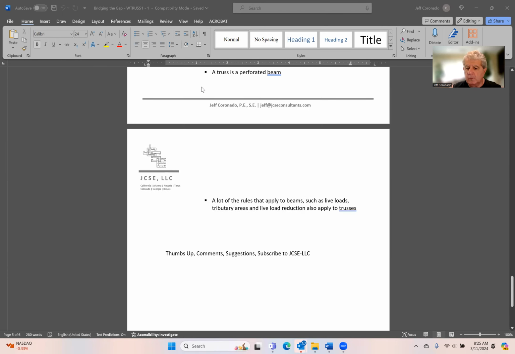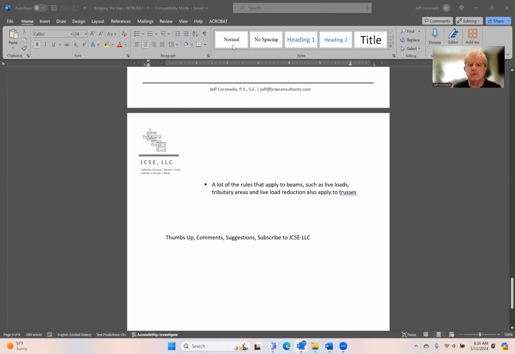A lot of the rules that apply to beams, such as live loads, live loading, tributary areas, live load reductions, also apply to trusses. Okay. And I think with that, we're done. We've now covered WTRUSS1. All right.